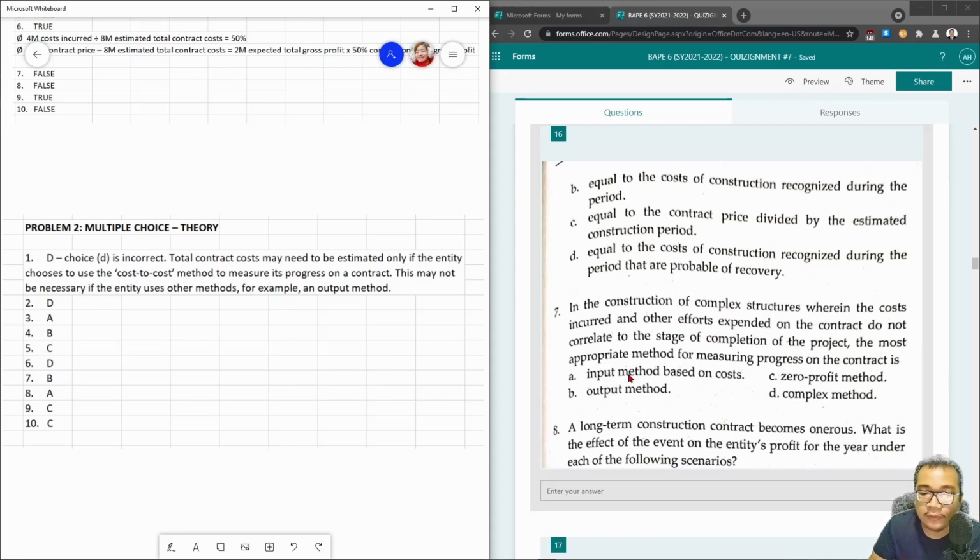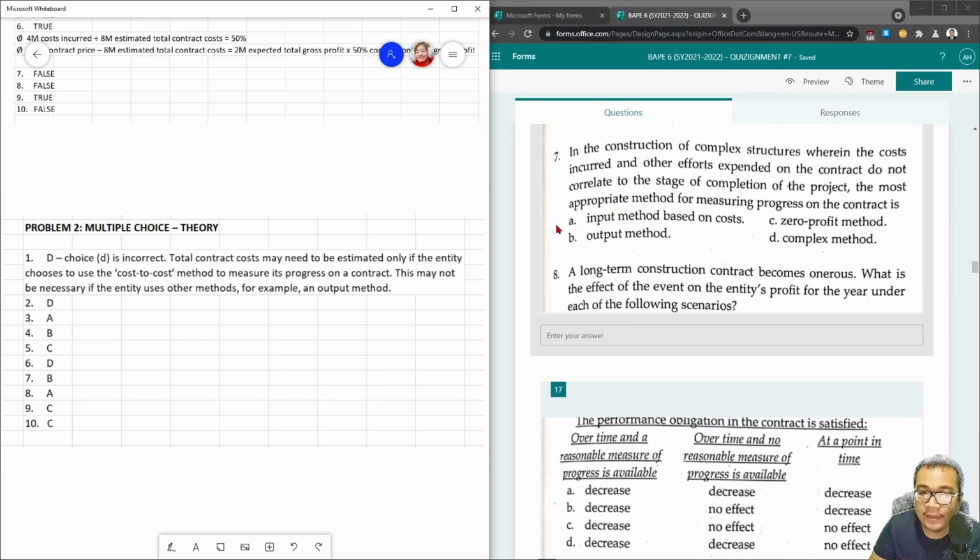Complex method, output method. Gagamit ka na dyan ng expertise. Why? Look at this, complex structures wherein the cost incurred and other efforts expended in the contract do not correlate. Di ba? So, gagamit ka na ng expert opinion dyan, mga professionals, output method.